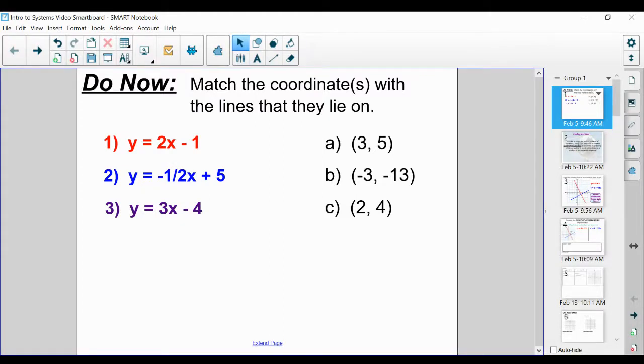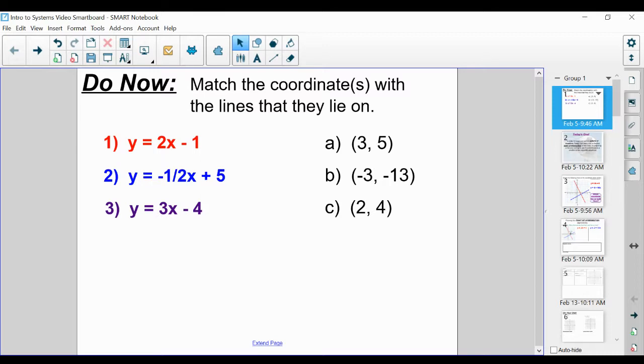So today, let's start out with this do now, and I'm going to ask you to match the coordinate with the lines that they are on. We have line 1, y equals 2x minus 1, line 2, y equals negative 1 half x plus 5, and line 3, y equals 3x minus 4. You have three different options. We have coordinate point A, which is 3 comma 5, coordinate point B, which is negative 3 comma negative 13, and coordinate point C, which is 2 comma 4. So please match the coordinates with the line that they lie on.